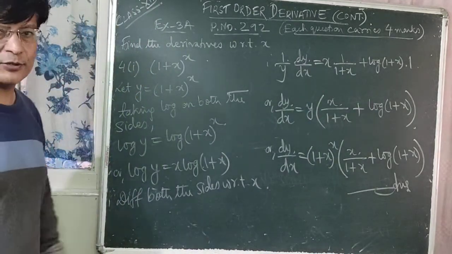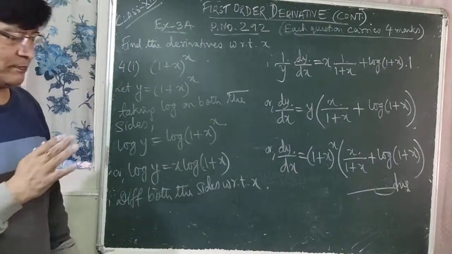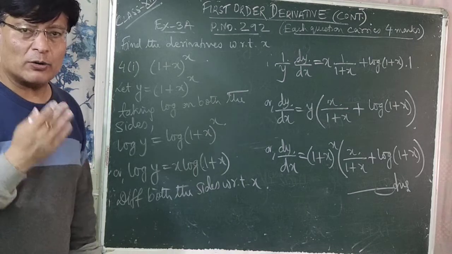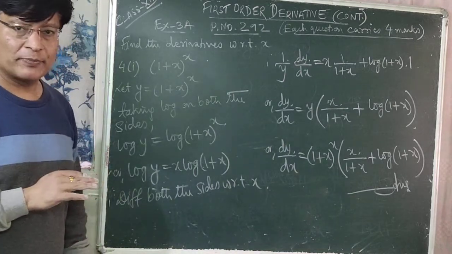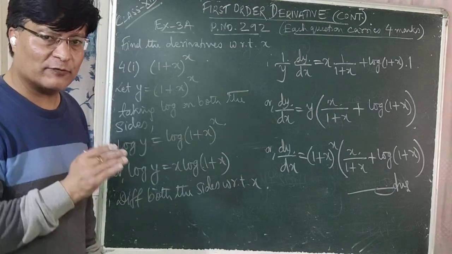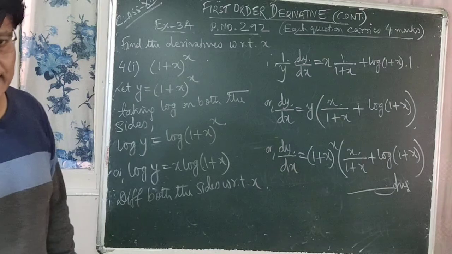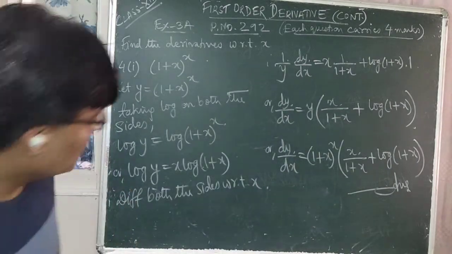So I think you have understood it. If the base and the powers are both variables, then you have to take log. First of all, you have to assume that given function as y, and then you have to take log on both the sides. So I think you have understood it. So we'll do the next question now.